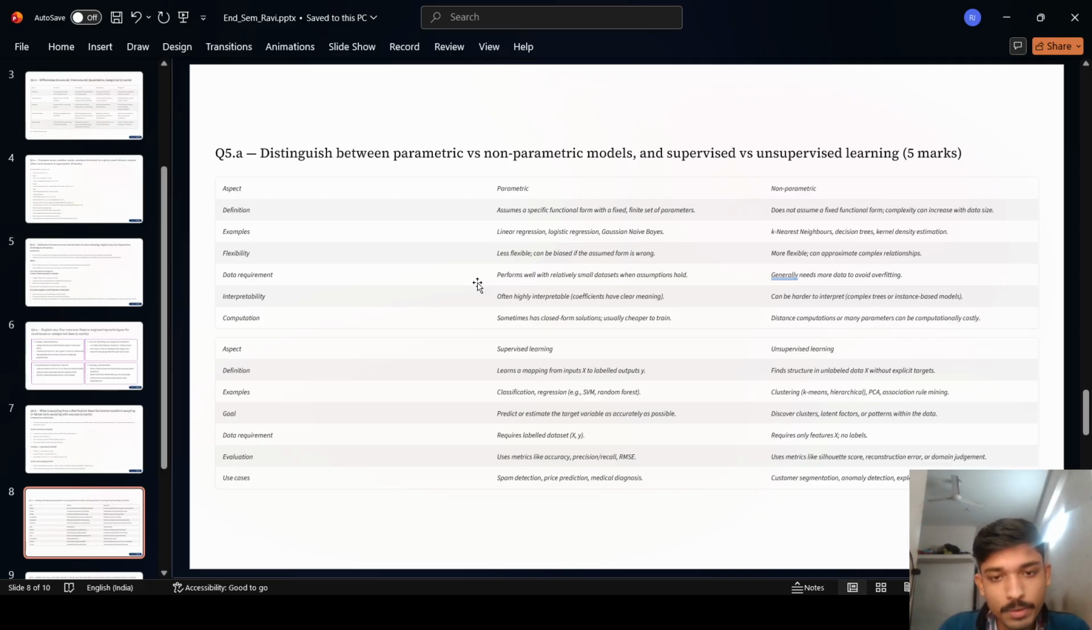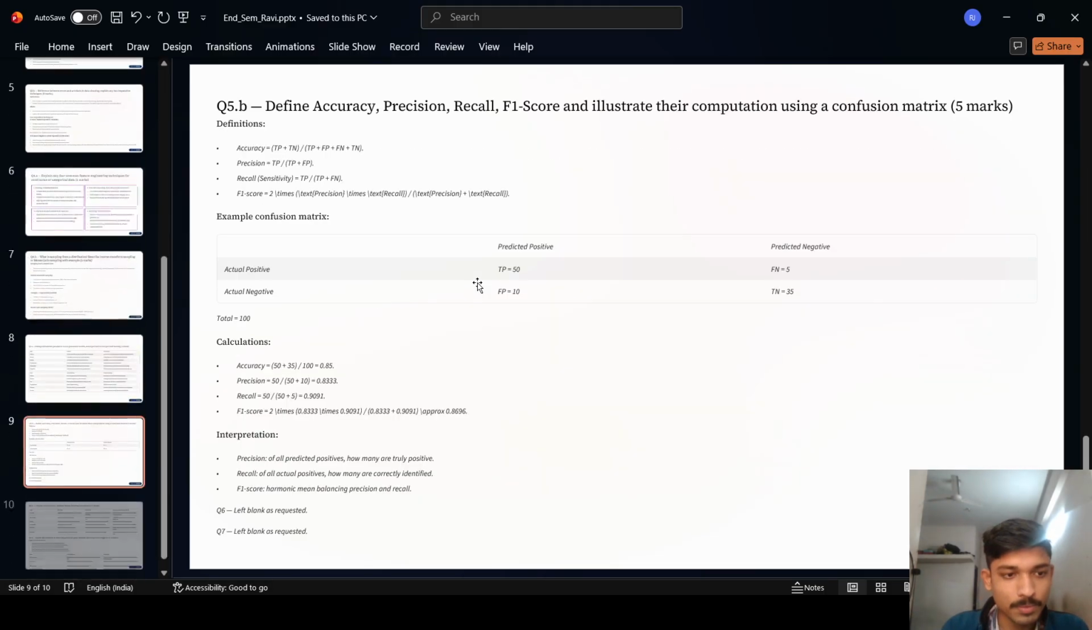The data requirement in supervised learning is in the form of (x, y), and unsupervised learning requires only features x, no labels, which means there are no pairs. For evaluation, supervised learning uses metrics like accuracy, precision, recall, RMSE. Unsupervised learning uses metrics like silhouette score, reconstruction error, domain judgment. Use cases of supervised learning: spam detection, price prediction, medical diagnosis. Unsupervised learning has use cases of customer segmentation, anomaly detection, and exploratory analysis. Now let's see the fifth B part.